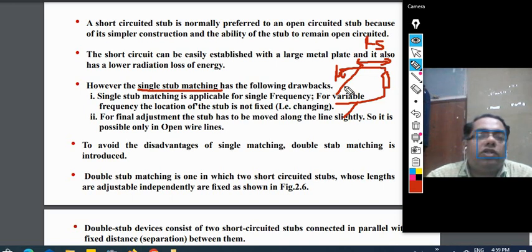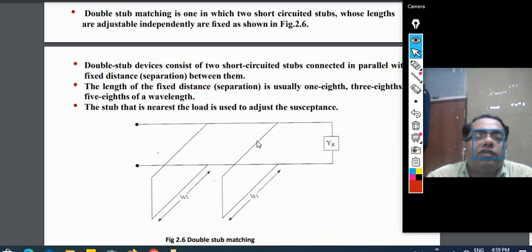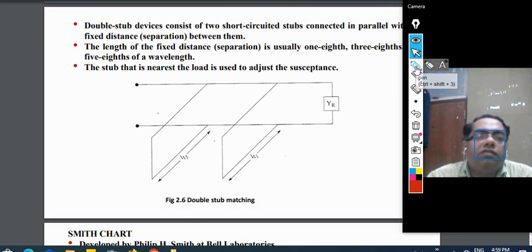Now to avoid this drawback, we use double stub matching. What happens in double stub matching is that here we introduce, you see the figure, in this figure you can see we are introducing two stubs. This is one stub, this is another stub. So two stubs are introduced. Stubs are nothing but short lengths of transmission lines, and the ends can be shorted or open.